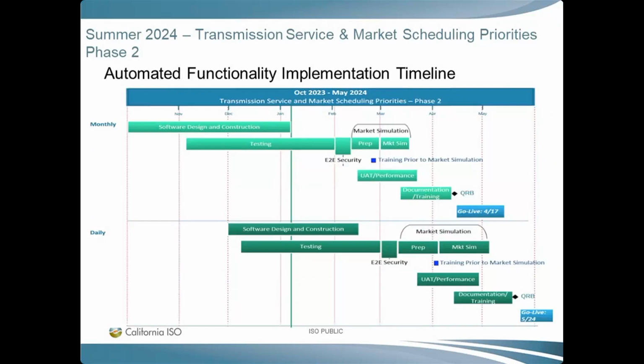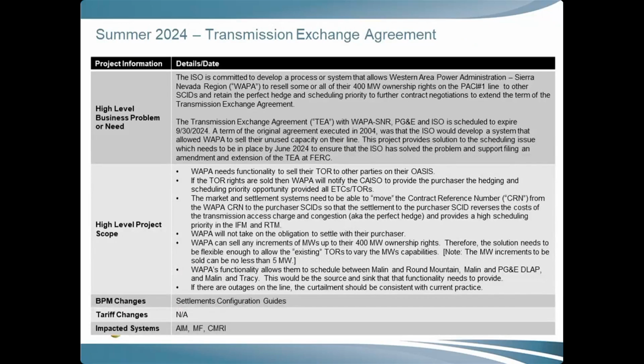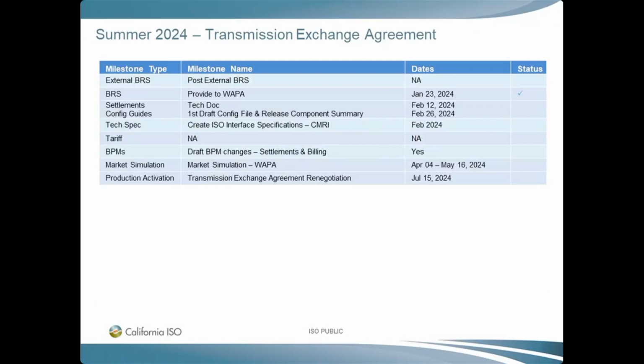Okay, all right. So I'm going to move on to the transmission exchange agreement, and we'll go to the milestones here. For the milestones, we did provide the VRS to WAPA, and this is part of our settlements summer 2024 release. So the tech doc and the first draft config file milestones align with TSMSP2.